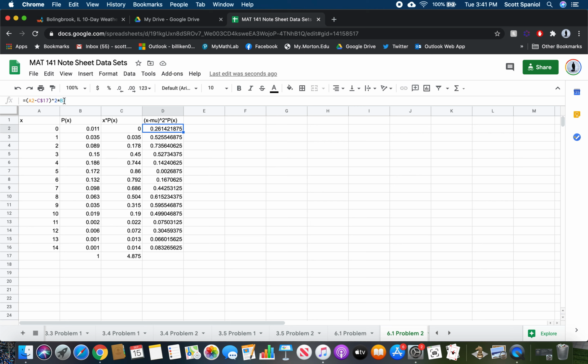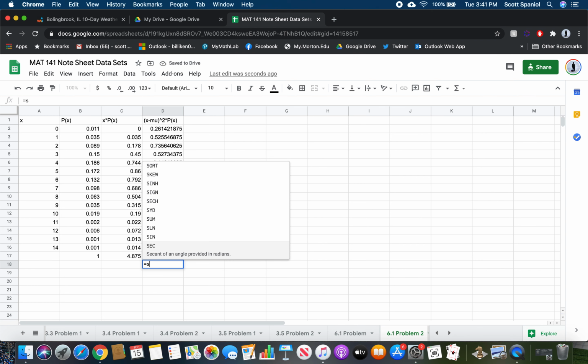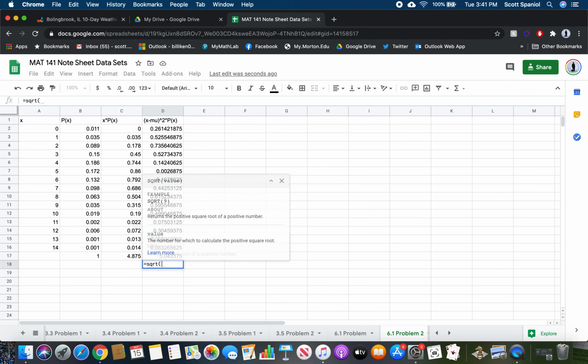The last letter-number combination is going to change, but this middle one's not going to. And that's what that $ sign does. And then we want the sum of all those. So bring over our sum, and then we want the square root of that. So down here we can type SQRT, parenthesis, and then the cell we want the square root of, which is D17, the one right above it. So there's our square root.